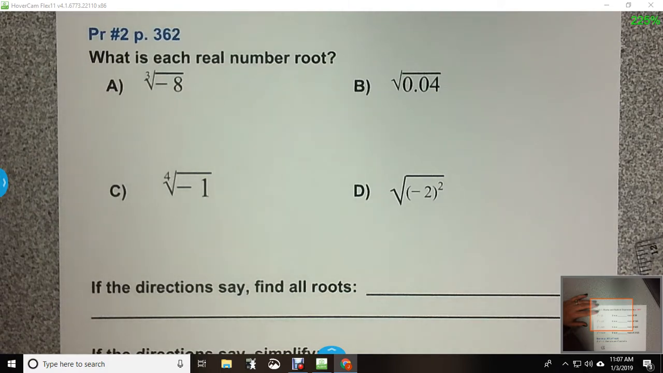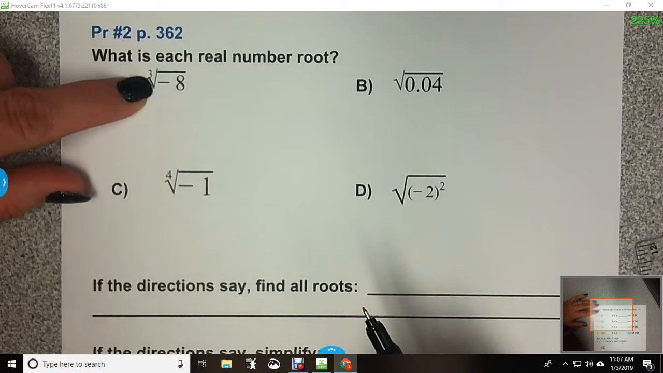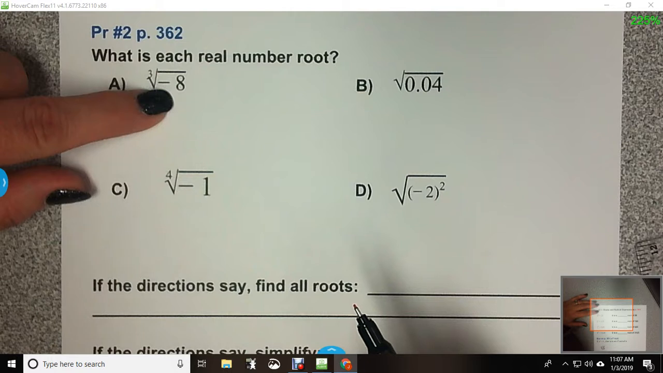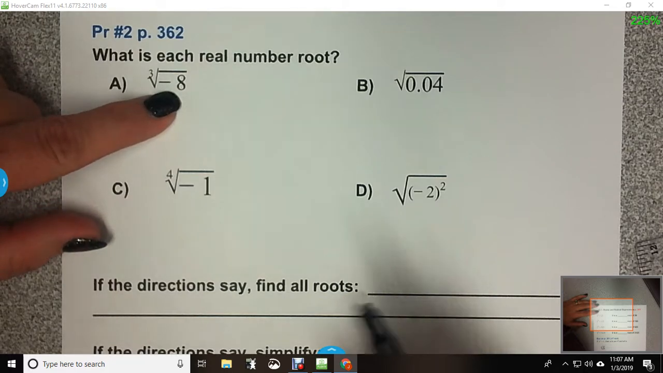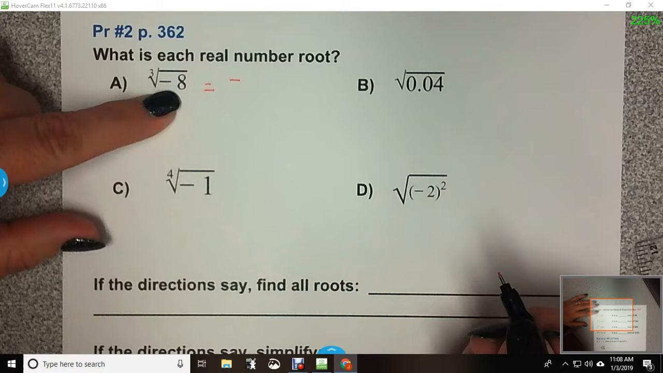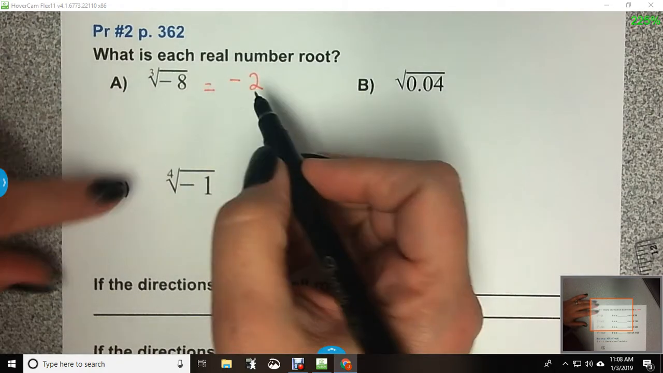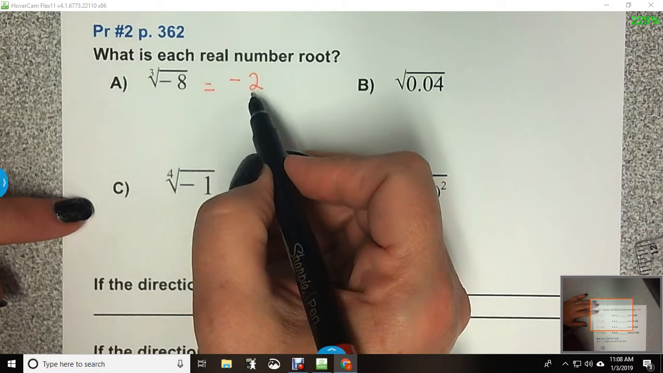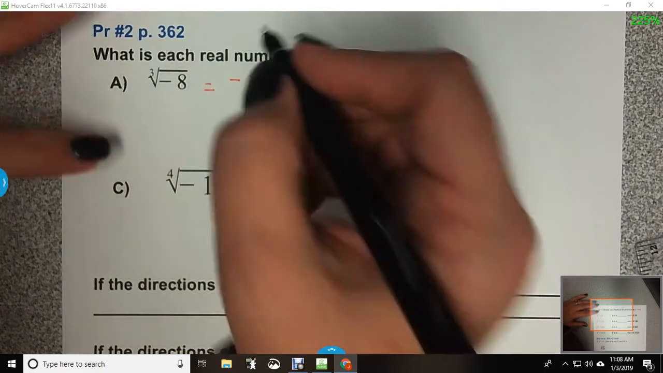Okay, sometimes the hardest part about these problems is figuring out exactly what they want you to do. So for this one, it is an odd index and a negative number underneath. Odd means there's only going to be one real root. Because this is negative, my answer is going to be negative, and the cube root of 8 is 2. So if you multiply negative 2 times negative 2 times negative 2, you get negative 8.